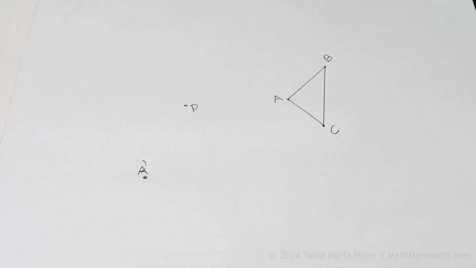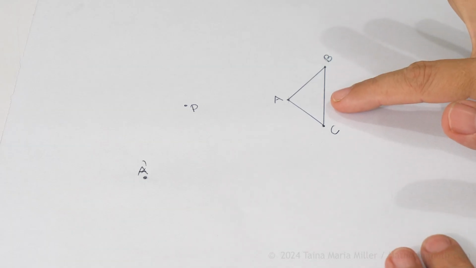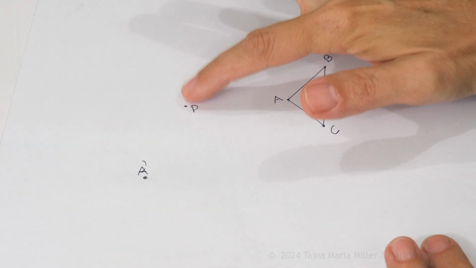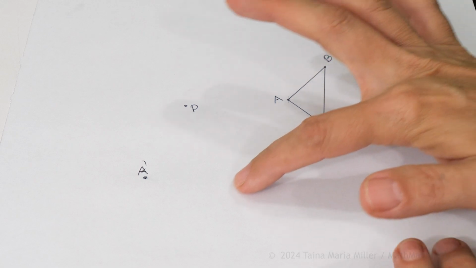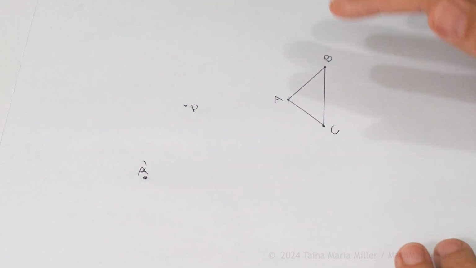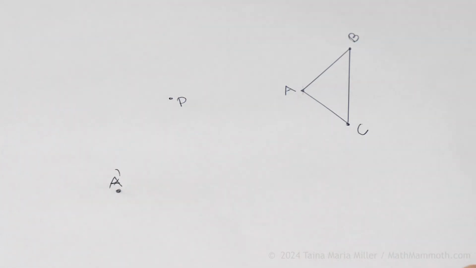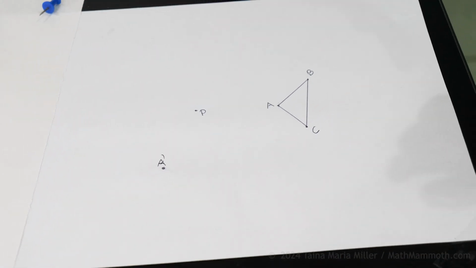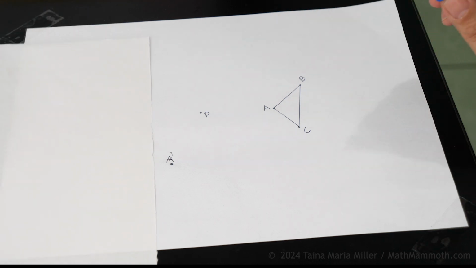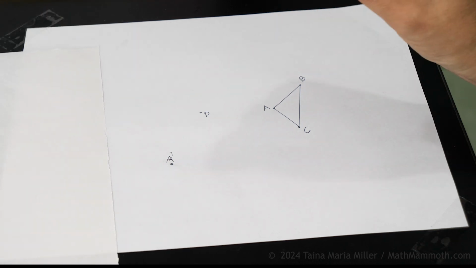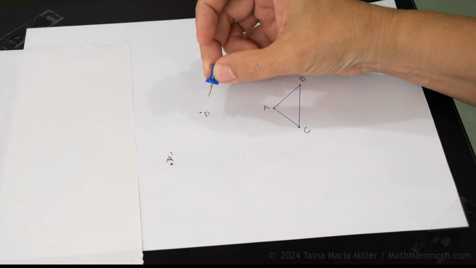I'm going to show you now how to rotate this triangle around this point P so that this point A here maps onto point A prime. So it's going to turn this way. We're going to use transparent paper to do that, which I have here. And then I also need a pin or thumbtack. I have a thumbtack. So my first task is to poke a hole in the transparent paper at this point P. It's right there. Okay.